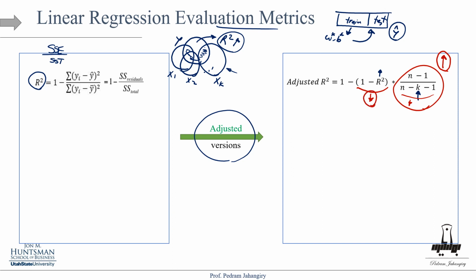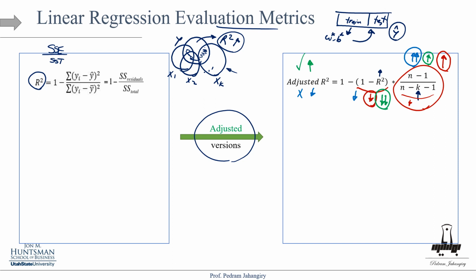Let me use other colors. If K increases and 1 minus R-square decreases a lot compared to a slight increase here, then what will happen? The adjusted R-square is going to increase. So adding that extra variable was beneficial, so we're going to go ahead and add that variable. However, if you add a variable and the R-square, let's say, decreases, but this right-hand side increases more, then your adjusted R-square is going to decrease. So it was not beneficial to add that right-hand side variable. So this is the adjusted version of our evaluation metric R-square.